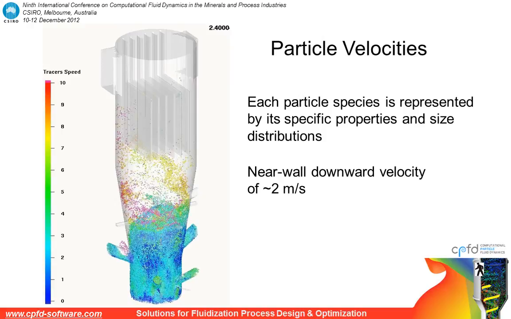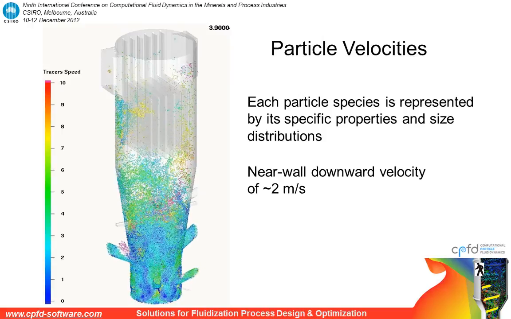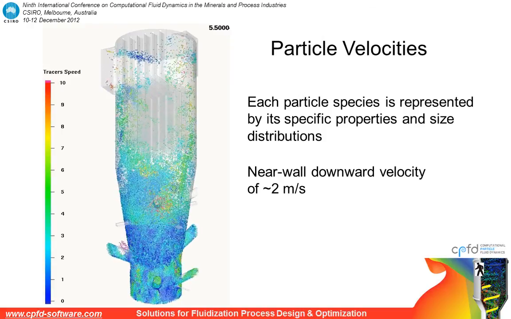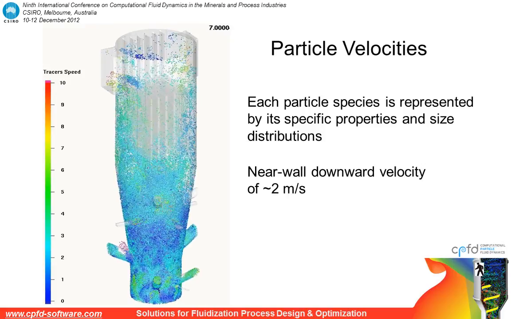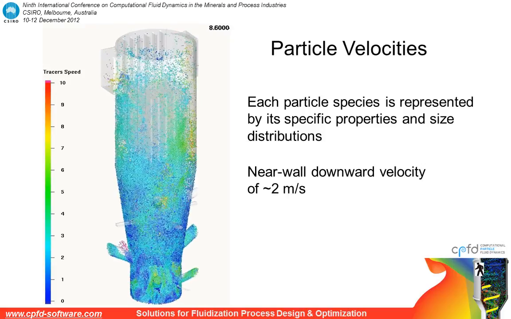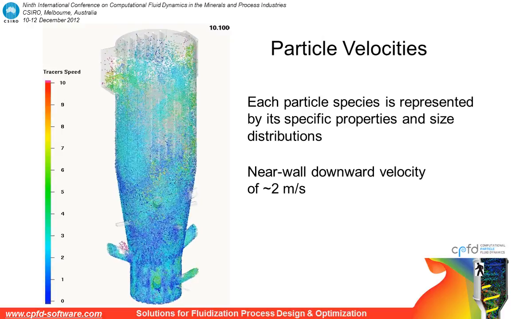Here we're looking at a plot of particle velocities in the unit when coal-fired. It showed near wall downward velocity of about 2 meters per second with upward velocities in the center of the bed.